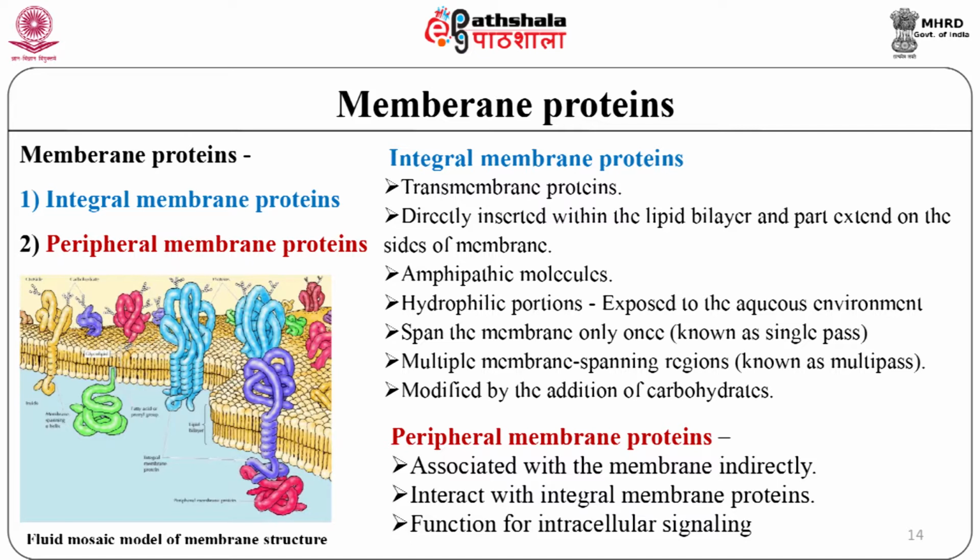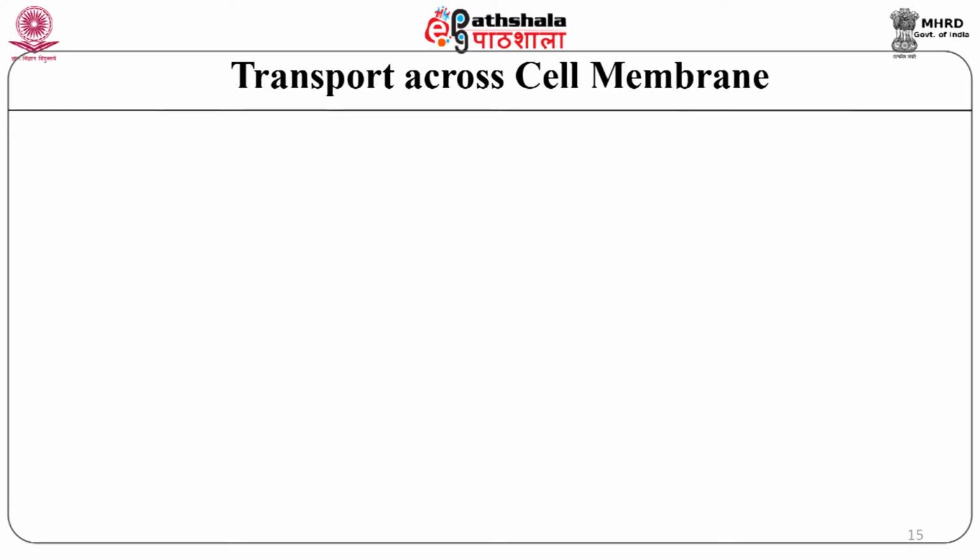Some proteins are exposed to the external surface, attached to the lipid bilayer through covalent linkage via oligosaccharides like inositol or mannose. This was all about the structure of plasma membrane. Now let's proceed to transport across the cell membrane. Transport across the cell membrane.